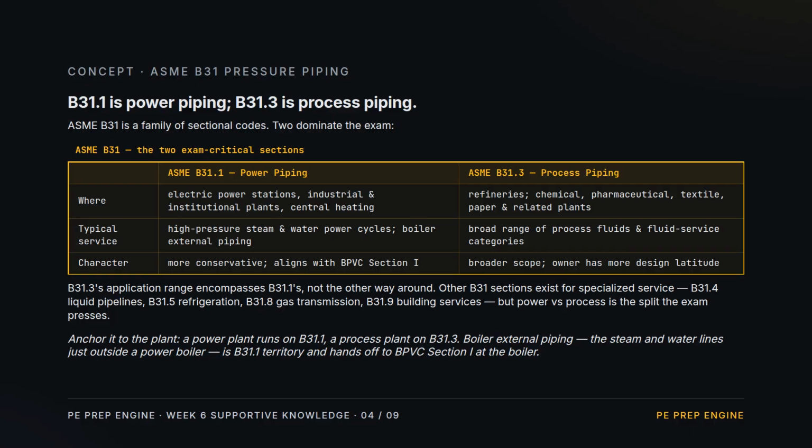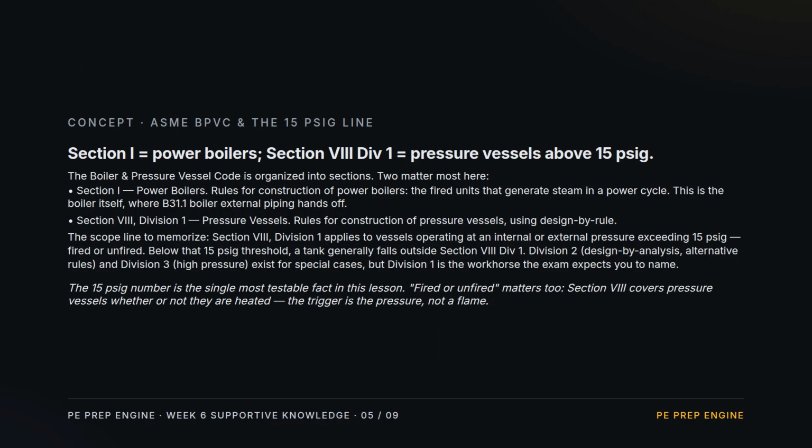Other sections exist: B31.4 Liquid Pipelines, B31.5 Refrigeration, B31.8 Gas Transmission, B31.9 Building Services. But power versus process is the split the exam presses. The Boiler and Pressure Vessel Code splits into sections. Two matter here. Section 1, Power Boilers, covers the fired units that generate steam in a power cycle. The boiler itself, where B31.1's boiler external piping hands off.